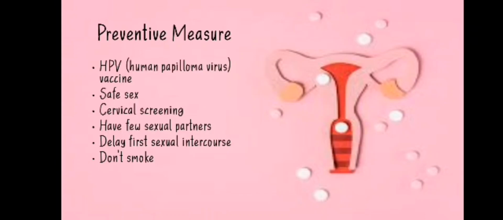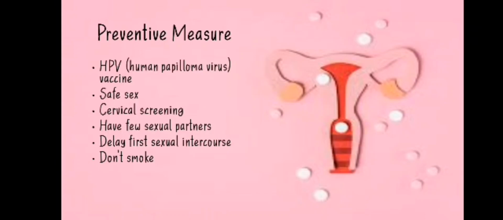Next is have few sexual partners. Para po sa atin, kailangan po natin magkaroon ng isa lamang or few na sexual partners in order for us to protect ourselves po sa pagkakaroon ng cervical cancer. Because alam naman po natin ang cervical cancer nakukuha po siya kapag marami po tayong sexual partners at kapag yung isang partner po na yun ay may cervical cancer, pwede po tayong mahawaan. Next is delay first sexual intercourse.